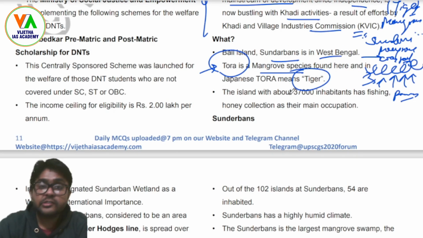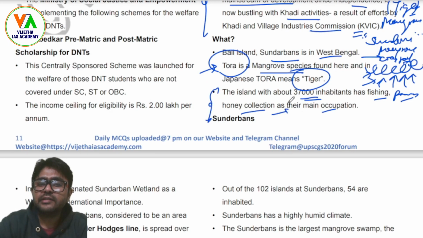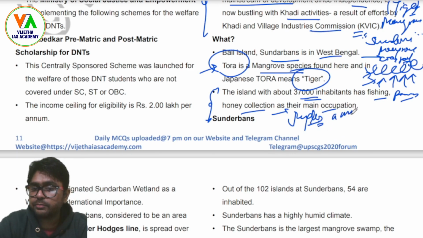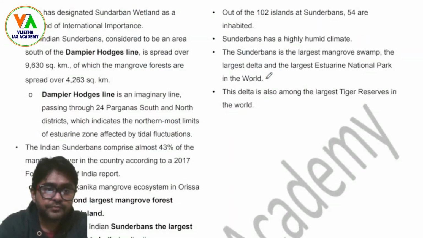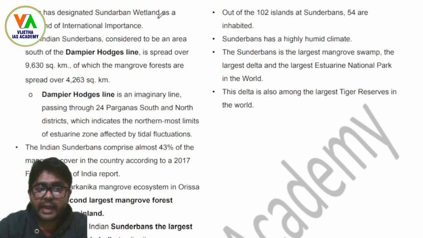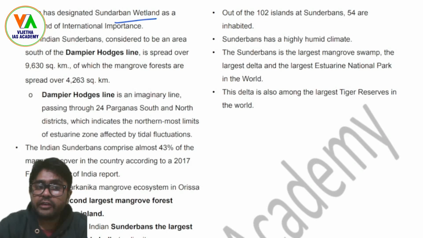The island has 37,000 inhabitants, who have fishing and honey collection as their main occupations, right? Because they are living in the jungles or the mangrove deltas, and it is also a jungle and a unique ecosystem basically, right? So the people are mostly dependent upon fishing activities and honey collection for their livelihood, right? Now the Sundarban wetland is a wetland of international importance, very important, right?